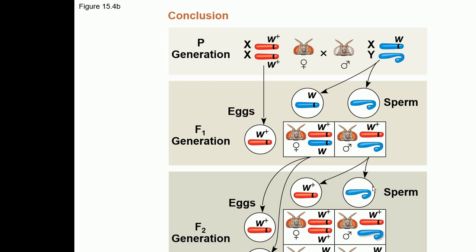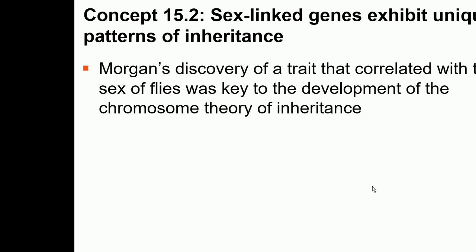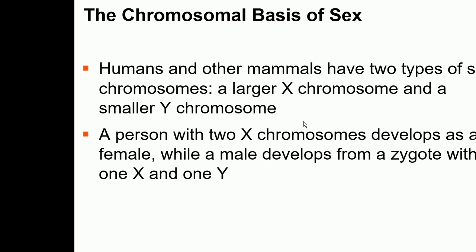So on the basis of this cross, on the basis of his results, he reasoned, and now we have followed his reasoning. So that actually shows us that the mutant allele is actually located on the X chromosome. So Morgan's discovery of a trait that correlated with the sex of flies was key to the development of chromosome theory of inheritance. Okay, so now let's talk about the sex chromosome in humans.